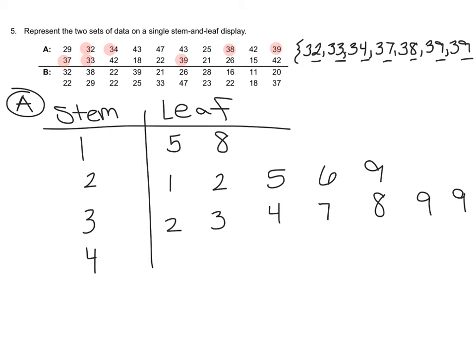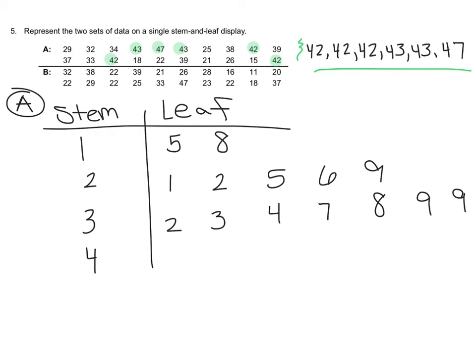Now we're going to go to our last stem, which is 4, and we'll highlight all of the values that have a stem of 4. So these are all my values that have a stem of 4, and I listed them in increasing order. Now I'll go down to my stem and leaf display and write my leaves. I have a 2, a 2, and a 2, a 3, and a 7.